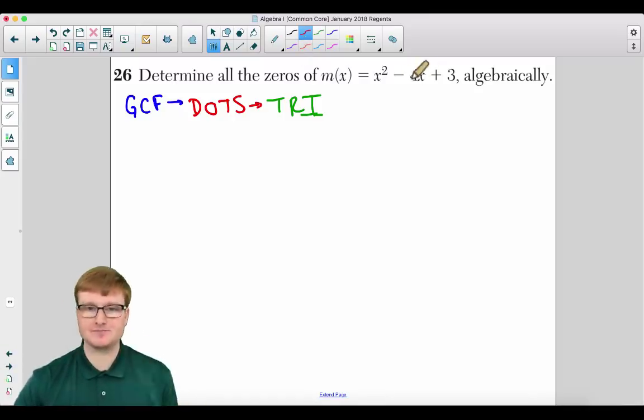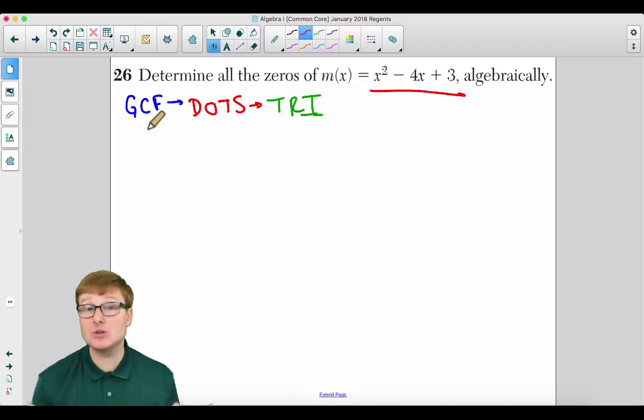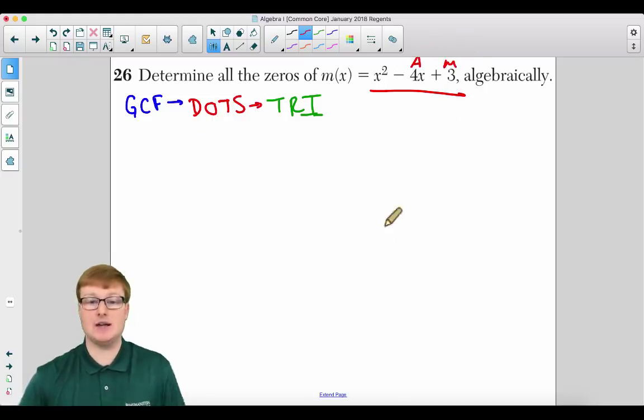So what we're going to do is figure out, is it a GCF, DOTS, or trinomial? And if it's not any of those, then we have to try some other things like the quadratic formula, completing the square, and so on and so forth. Well, this is not a GCF, not a DOTS question. Maybe it's a trinomial question. What adds to negative 4 and multiplies to give you positive 3?